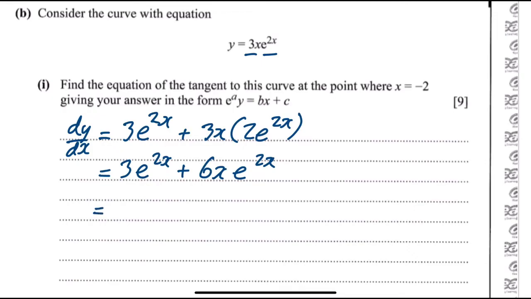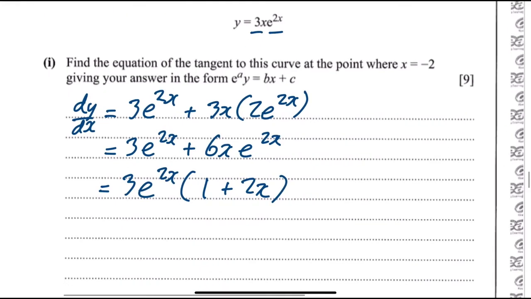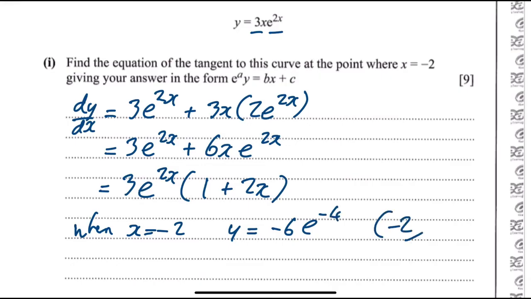So that is the same. I don't know if this is going to help me any, but I've just factorized out e to the 2x, giving me 1 plus 2x. Okay? Right, I need to find the equation of the tangent. That's my gradient function. I need to find the gradient of the tangent when x equals minus 2. So just say when x equals minus 2, first of all, your y equals 3 times minus 2, which is minus 6, e to the minus 4. So you've got a point, an exact point, minus 2, minus 6e to the minus 4. Leave it as that. Don't change it.